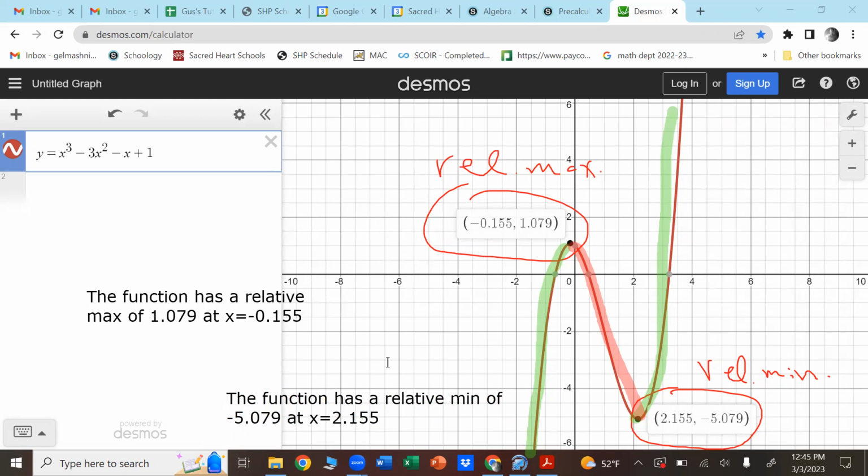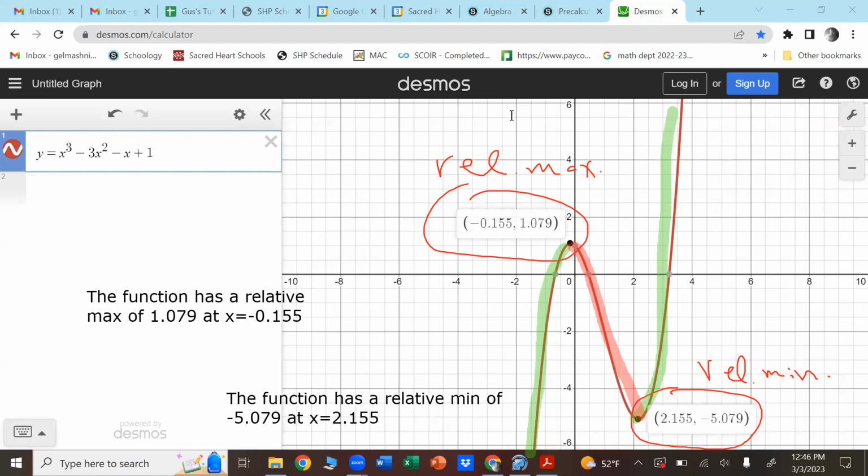So you state the y coordinate at x equals. So what's the highest y coordinate? What's the highest output? The highest output is 1.079 at that x coordinate. What's the lowest output for y? Negative 5.79 at that x coordinate. So that's how you have to state it.